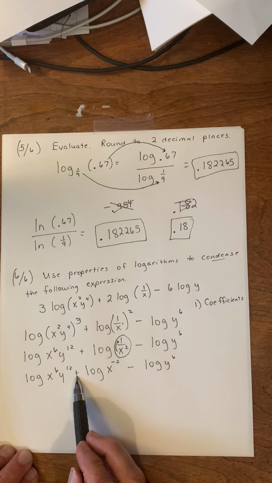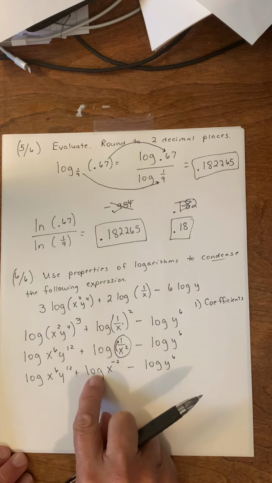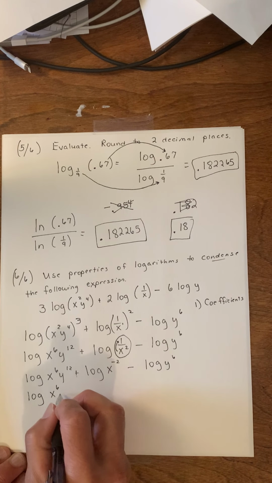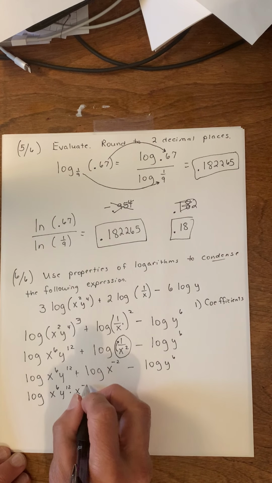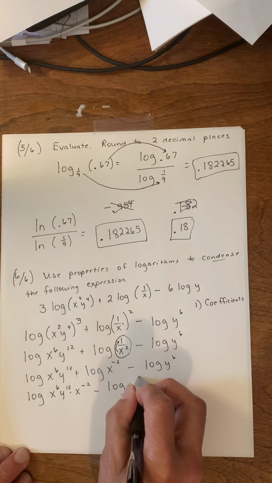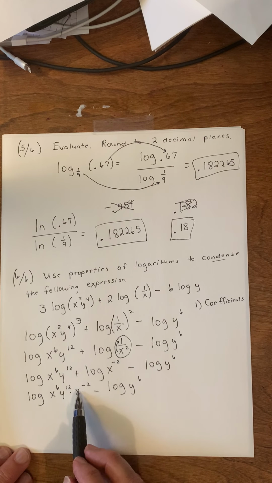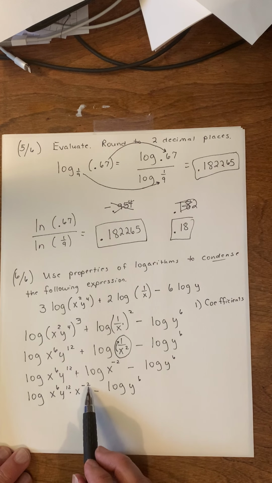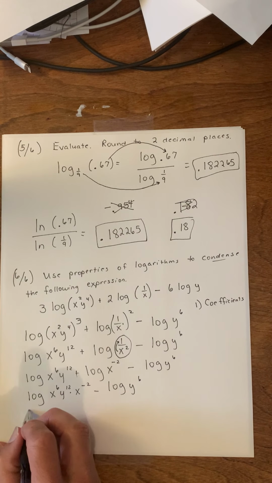Now, I got the sum of 2 logs, so I'm going to multiply my 2 values. The sum of logs equals the log of a product. X to the 6th, y to the 12th, times x to the negative 2. Why did I do that? Why did I change this to negative 2? Because I can now simplify this. Look here. Have the same base. What do you do with your exponents when you have the same base? Add them together. 6 plus negative 2 is 4.